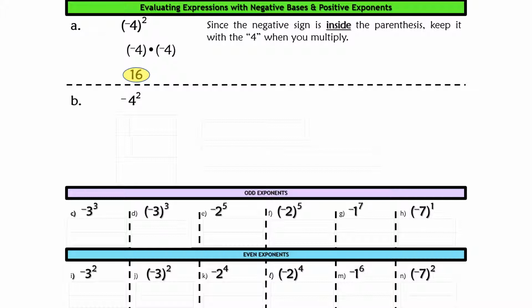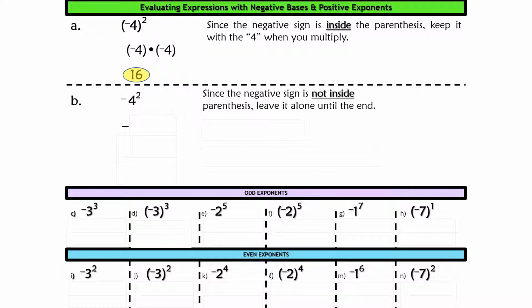Let's take a look at example B. In example B, what we're going to do is find the opposite of 4 to the second power. Notice I did not say we're going to find -4 to the second power, because in fact we're not. In this case, there are no parentheses holding the negative next to the 4.